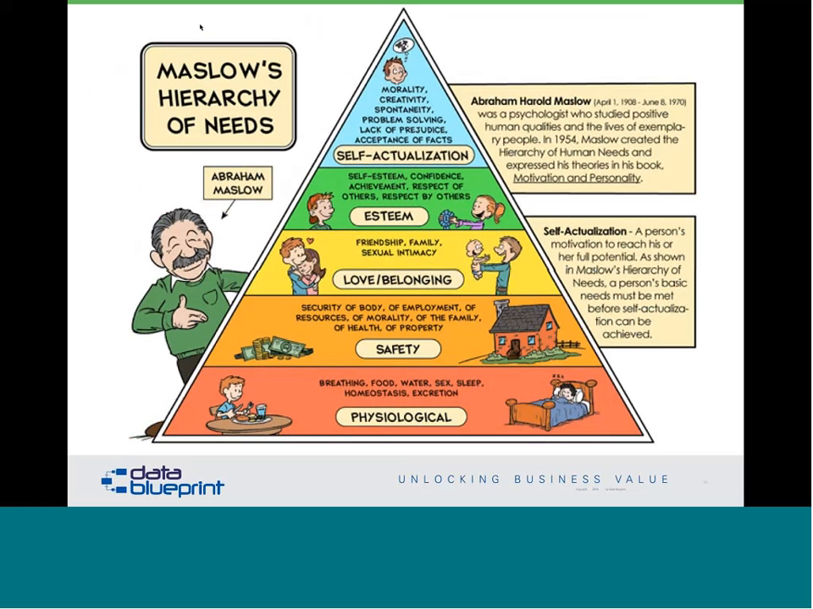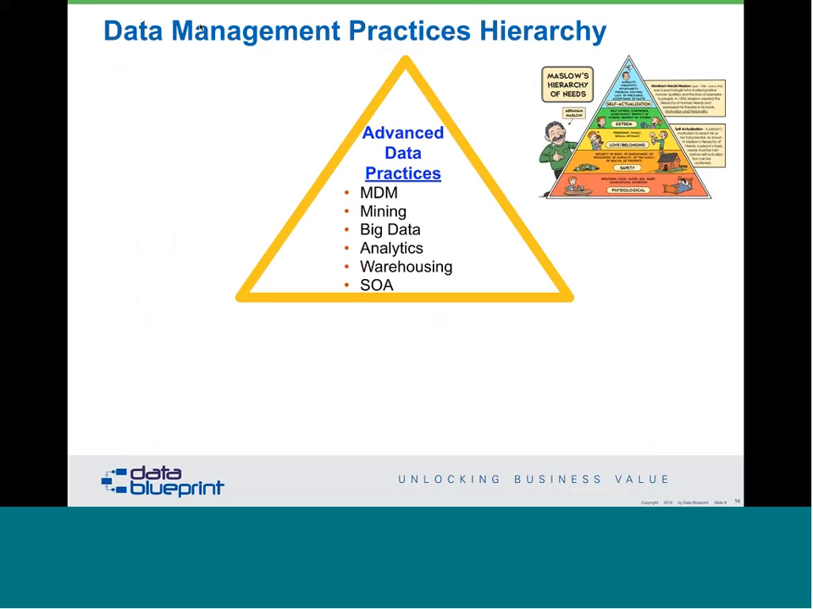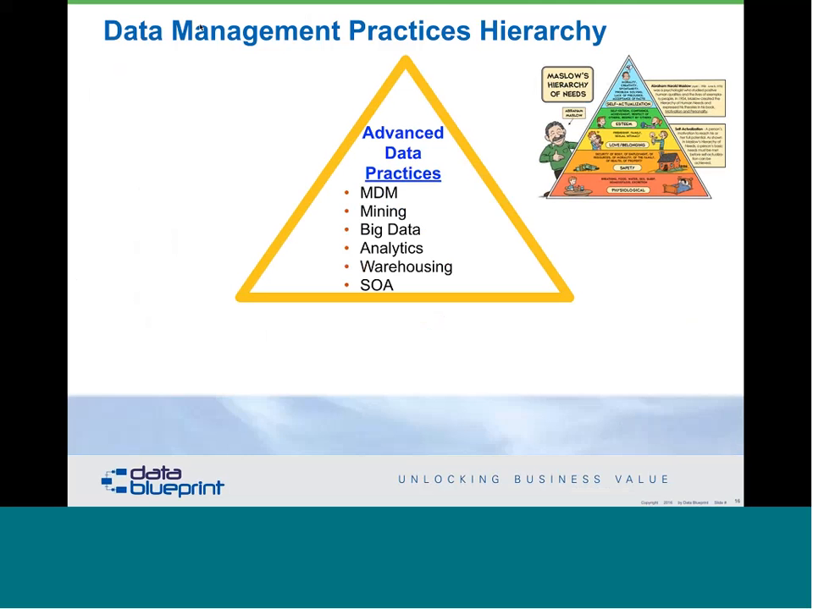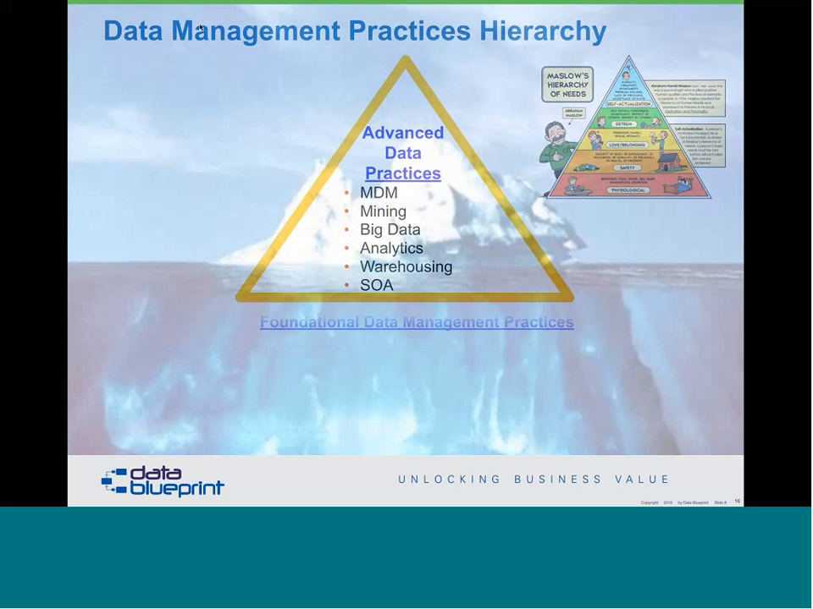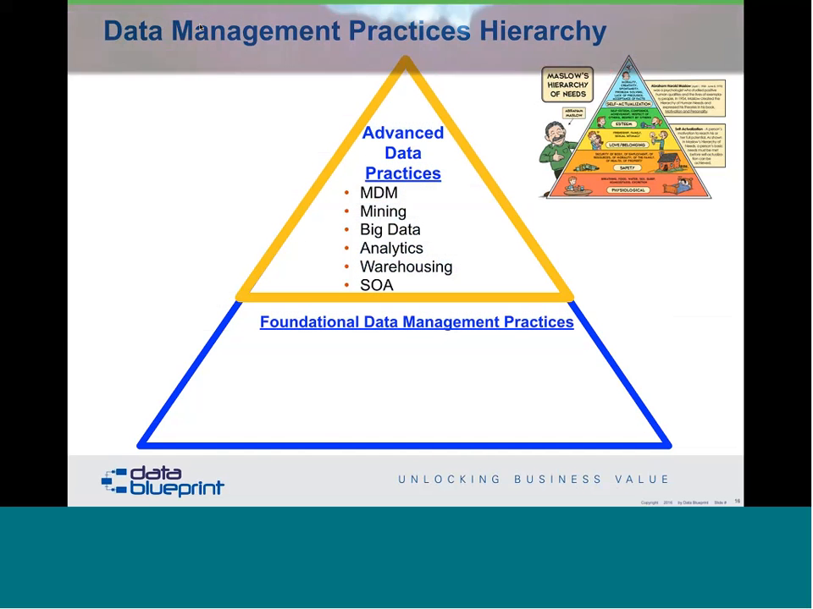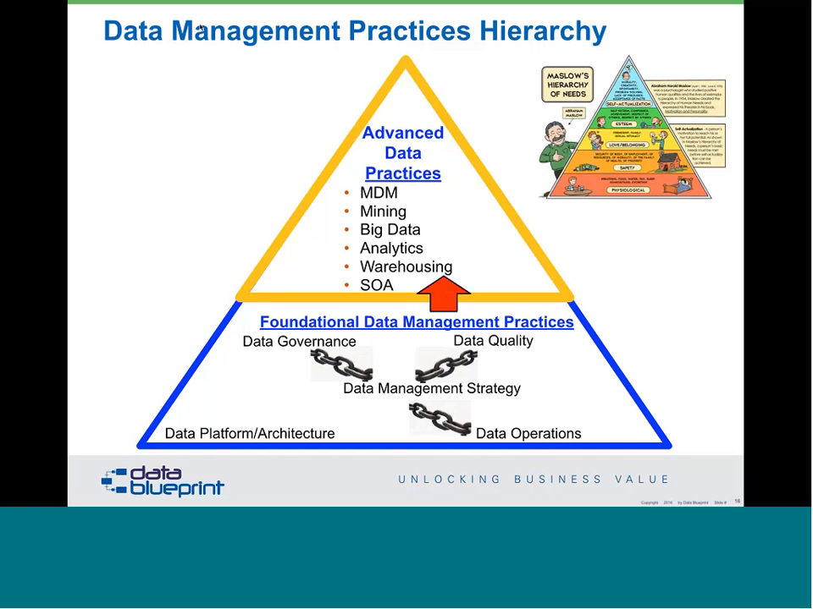A couple more pieces on data management. It's an awful lot like Maslow's hierarchy of needs, which some people remember from high school. The idea is that we have these wonderful advanced data management practices in the golden triangle, but they really represent just the tip of the iceberg. If we don't build them on top of foundational data management practices, we have no ability to do things well. So we want to put these all together and build a good foundation so that we can then add these other pieces onto the top of this.